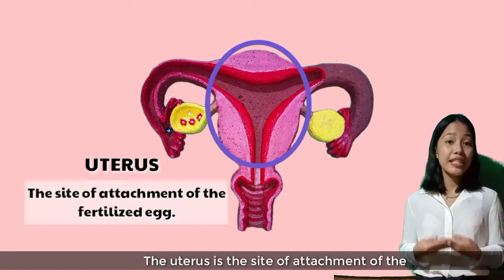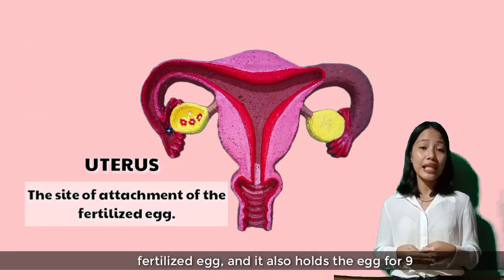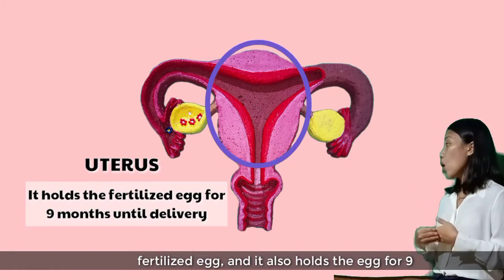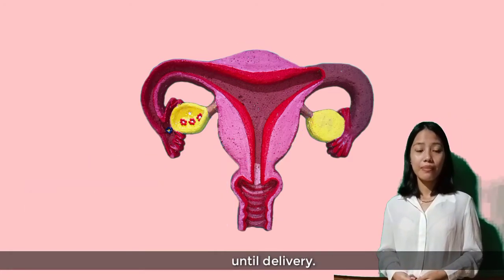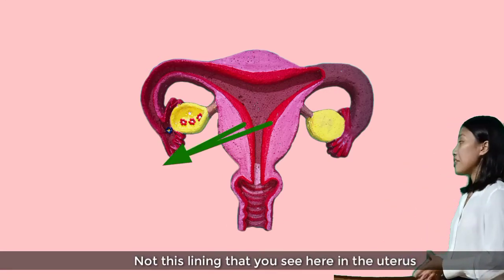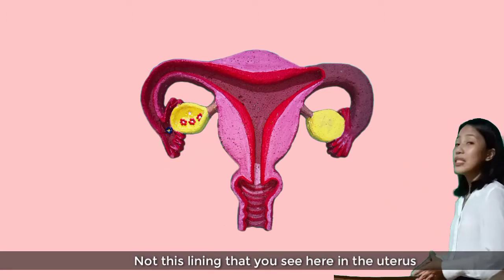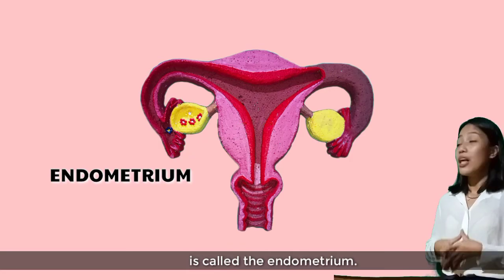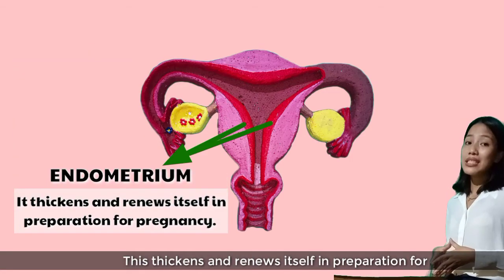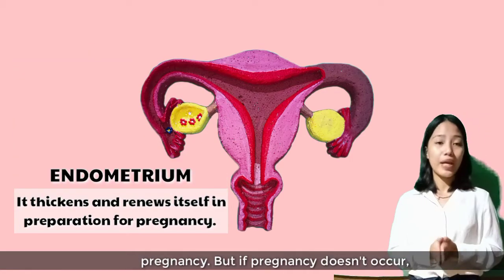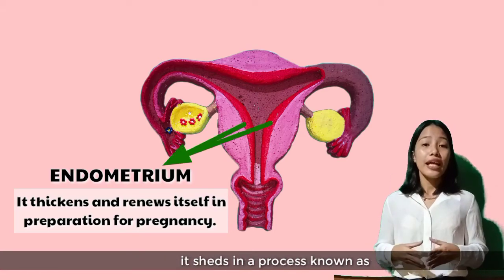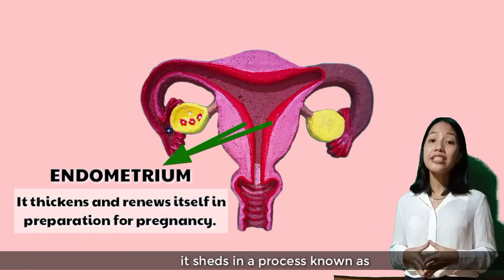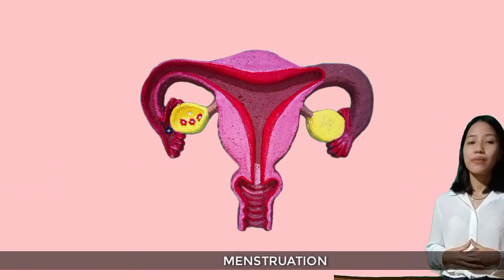The uterus is the site of attachment of the fertilized egg, and it also holds the egg for 9 months until delivery. Now, this lining that you see here in the uterus is called the endometrium. This thickens and renews itself in preparation for pregnancy. But if pregnancy doesn't occur, it sheds in a process known as menstruation.